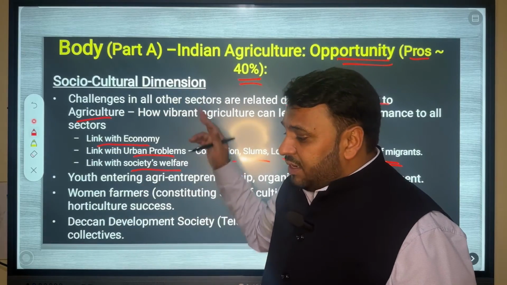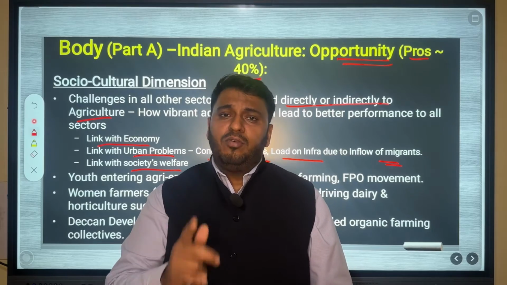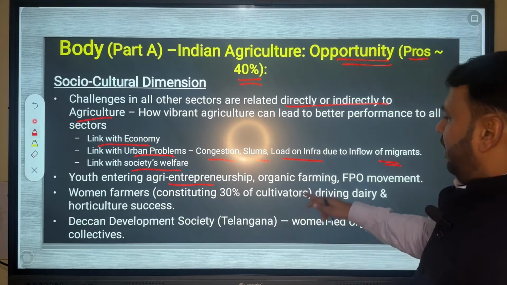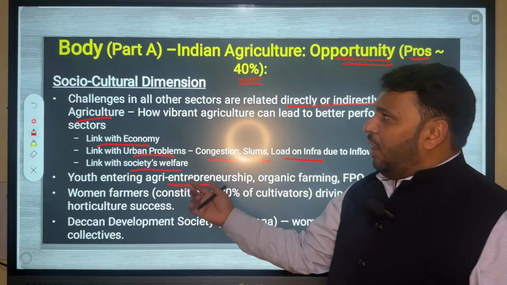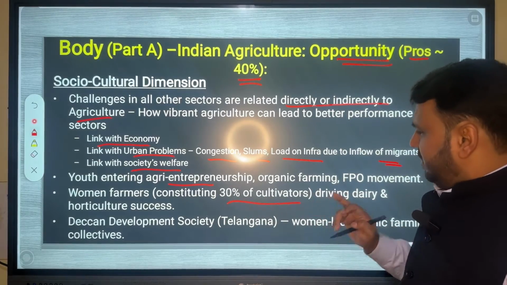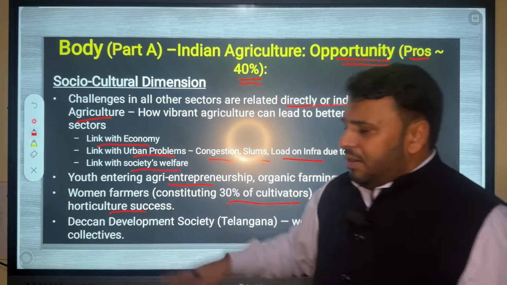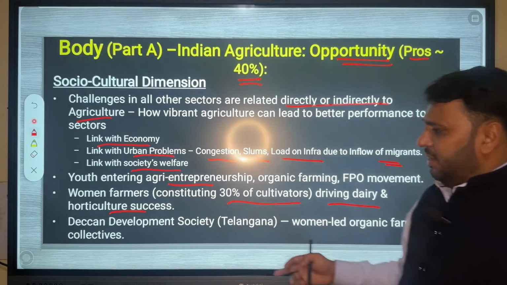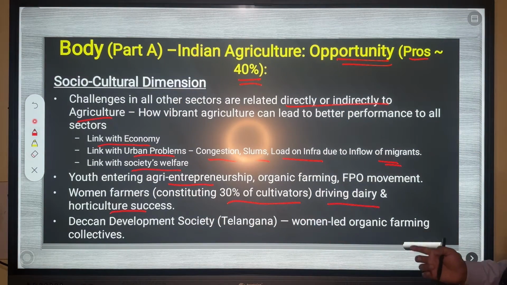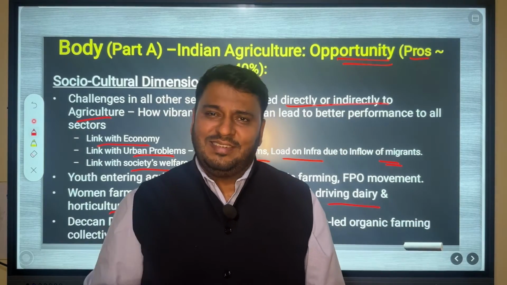So if this sector performs well, every sector can do much better. Youth entering agri entrepreneurship, organic farming, the FPO movement, these are some of the opportunities that you can mention. Women farmers constitute 30% of the cultivators, yet they are driving dairy and horticulture success. That can be mentioned. Deccan Development Society is one of the case stories from Telangana, where women-led organic farming collectives have been formed and they have been performing very well at the national stage.